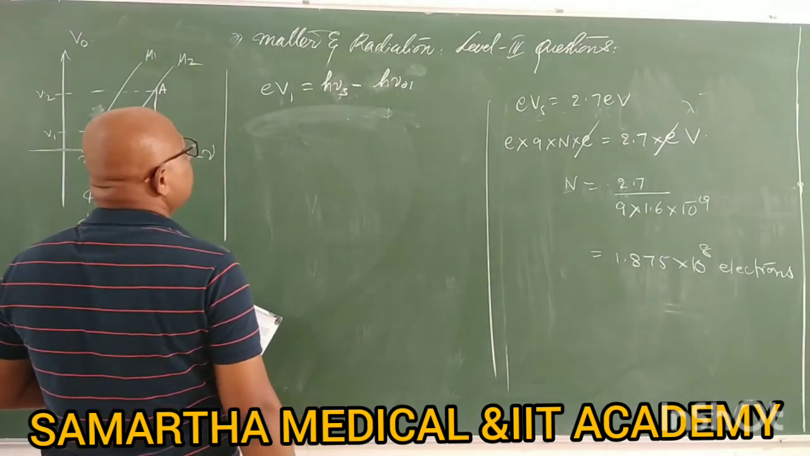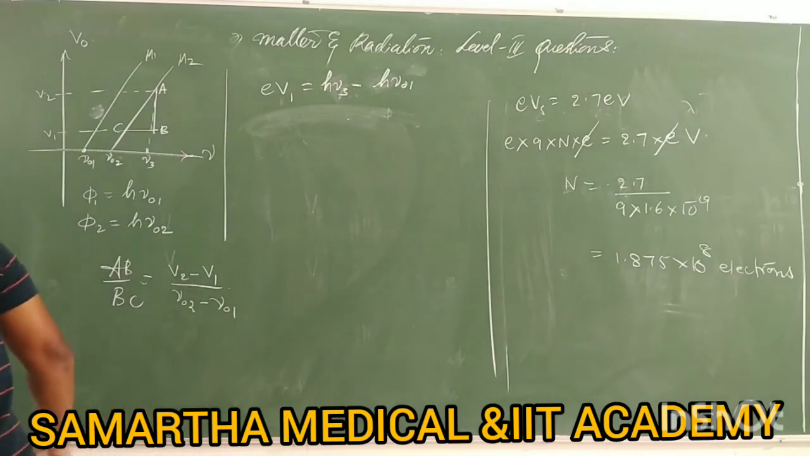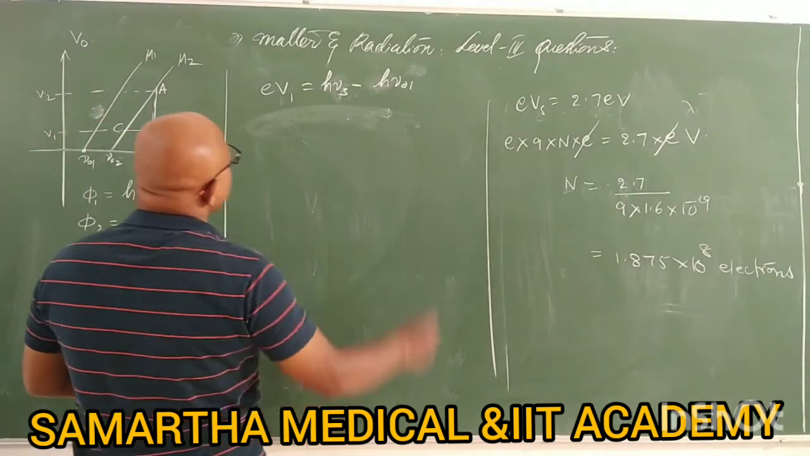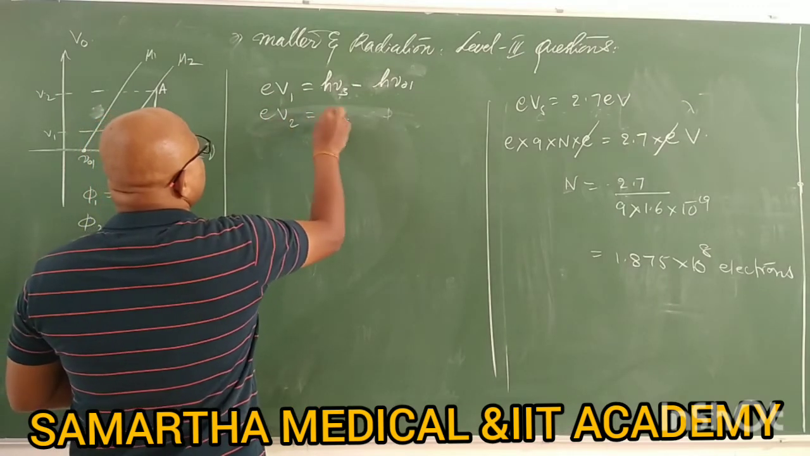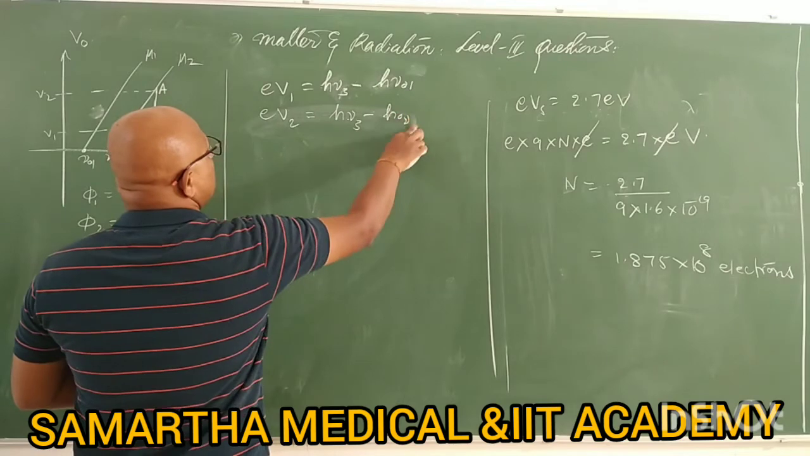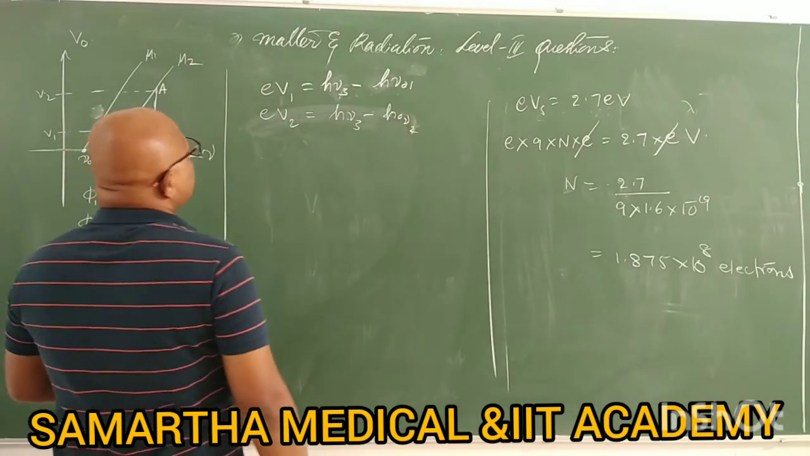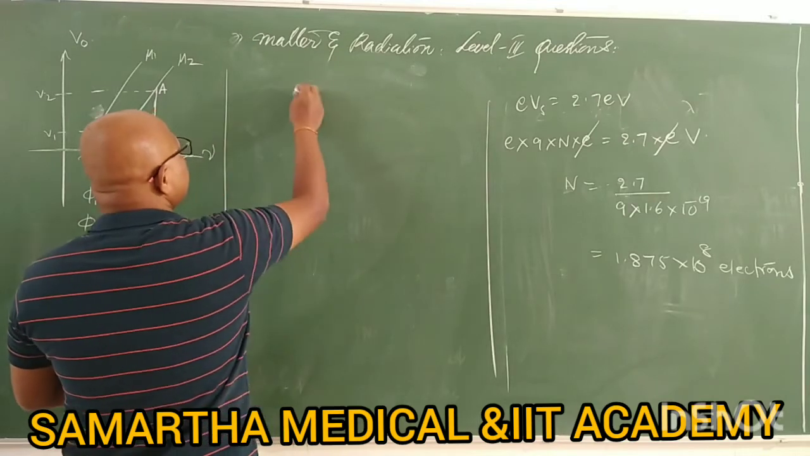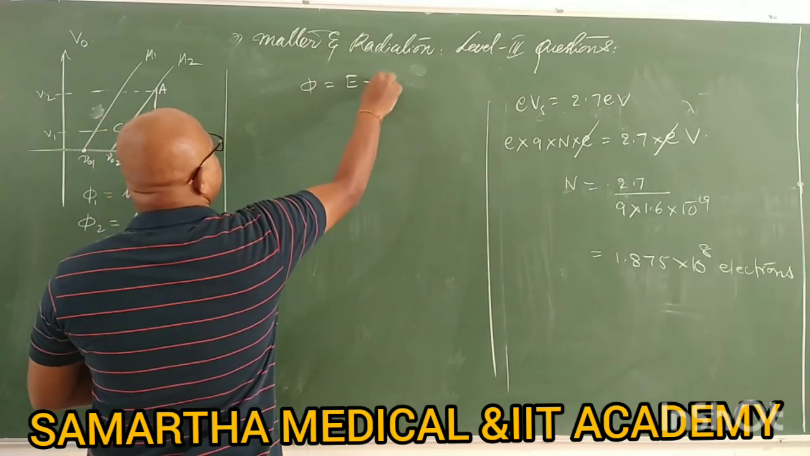If you take the work function for two different metals, these two are two different metals, so EV2 is equal to h nu 3 minus h nu naught 2, and for a given metal, K max is equal to energy minus phi.